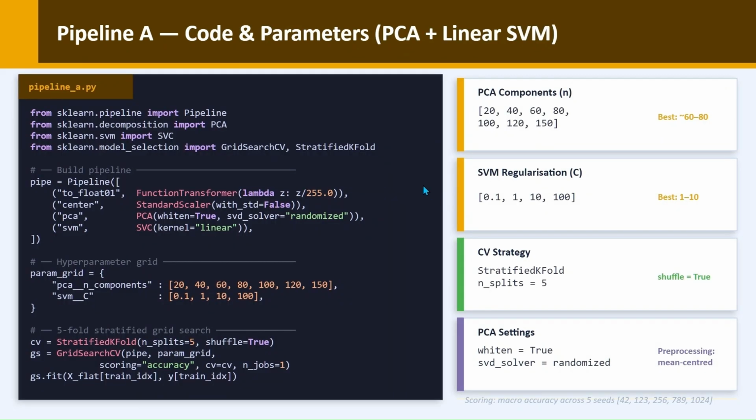We let the code systematically test every combination. 7 values for PCA components and 4 values for C. That's 28 experiments, all evaluated with a 5-fold cross validation. So we are not just getting lucky. The answer was consistently somewhere around 60 to 80 components and C between 1 to 10, though it slightly varied depending on which seed we used.